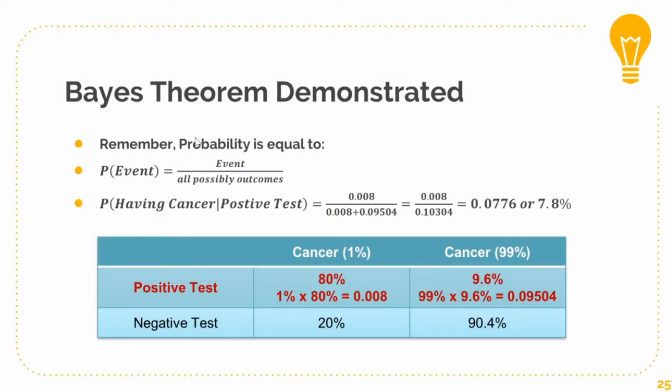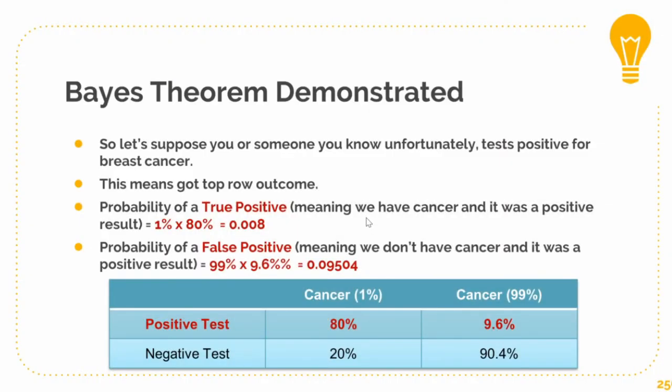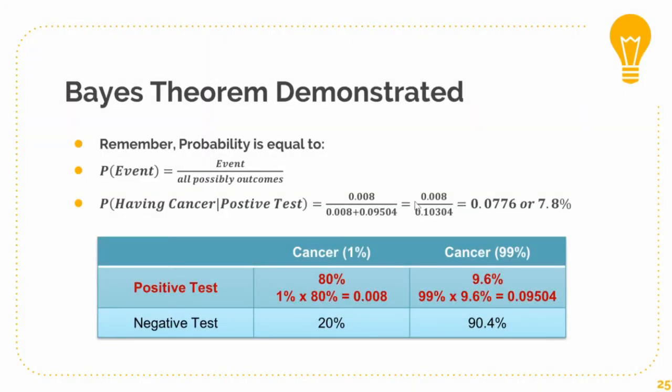So remember, probability is equal to the event happening over all possible outcomes. So now we can intuitively say that the probability of having cancer given a positive test is 0.008 over the two outcomes we saw in the previous slide, okay? Because these are the top row outcomes we're looking at. And that gives us this, 7.8%. So the probability of you having cancer, given that you've got a positive result, is 7.8%.